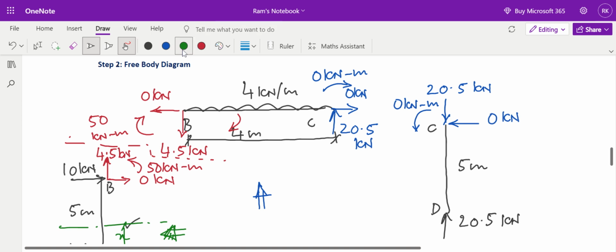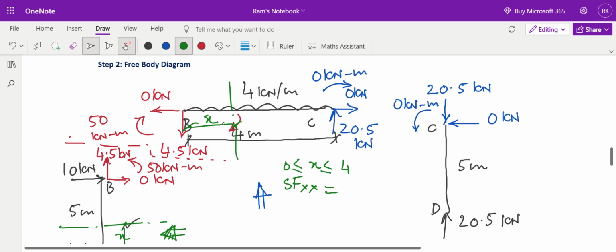So let's again consider a section XX at a distance x from B. Now, what is the shear force? If I write the shear force equation, I am writing it over here. Shear force at XX. Now, the limit of the section is 0 less than or equal to x less than or equal to 4 meters, because this section varies from 0 to 4. When the section is at B, x is equal to 0. When the section is at C, x is equal to 4.